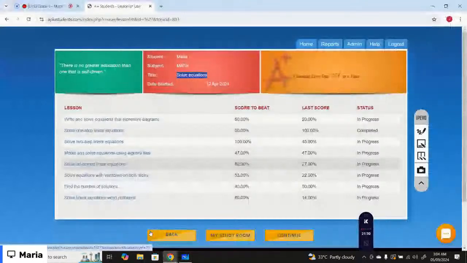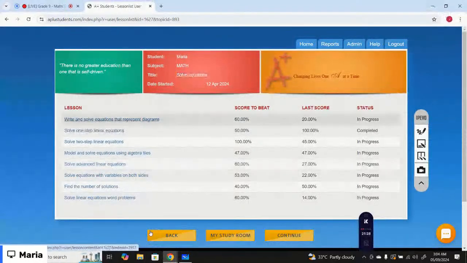Okay, here I'm on grade 9 math. The chapter we are on right now is solve equations. Let's just start the first lesson, that is write and solve equation that represents diagrams. So you are given the diagrams.